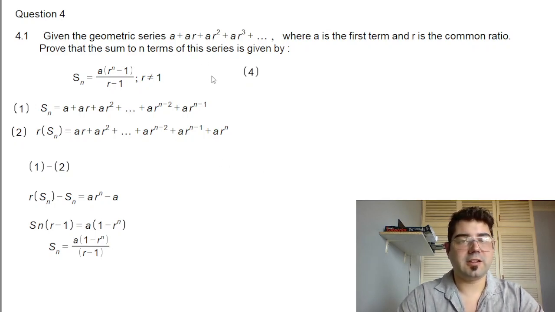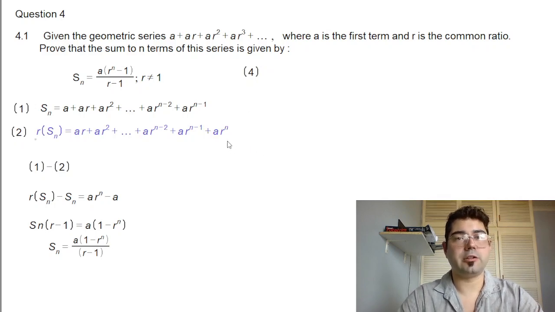What we've got here is basically just a proof that we need to learn, but there are some things that you can use as checkpoints to help you remember this, especially if your algebra is really good. The first equation says that the sum of this series is just the sum of all the terms in terms of a and r.